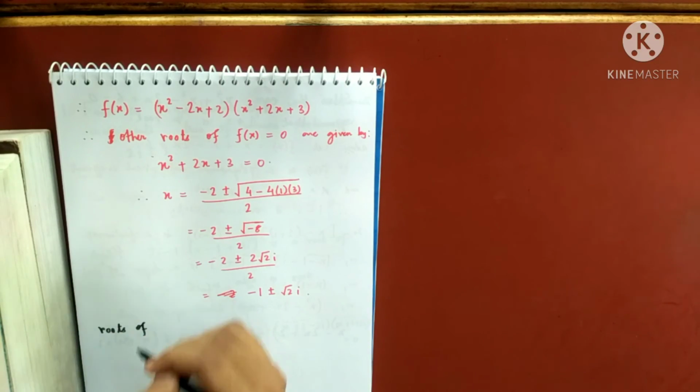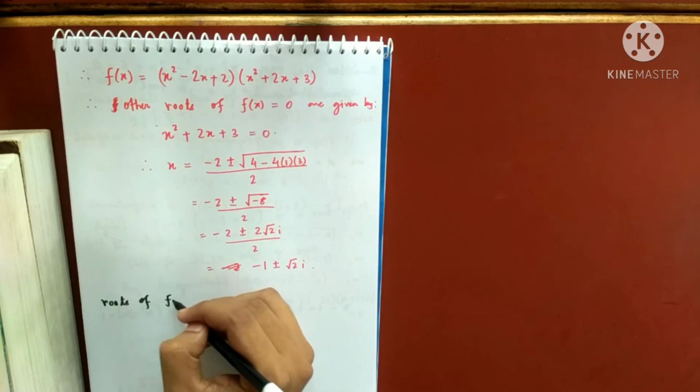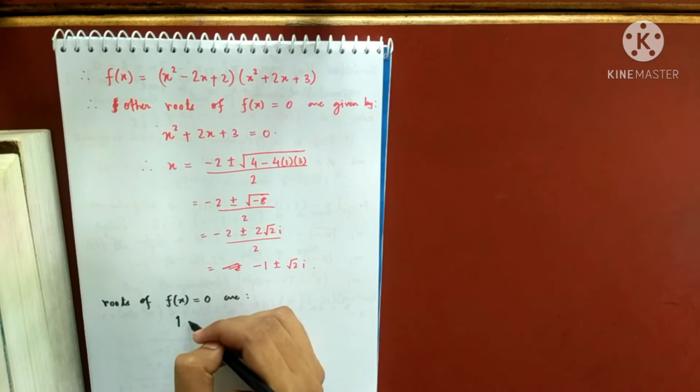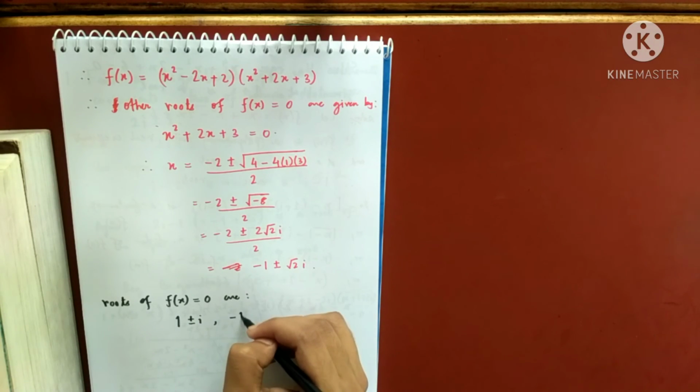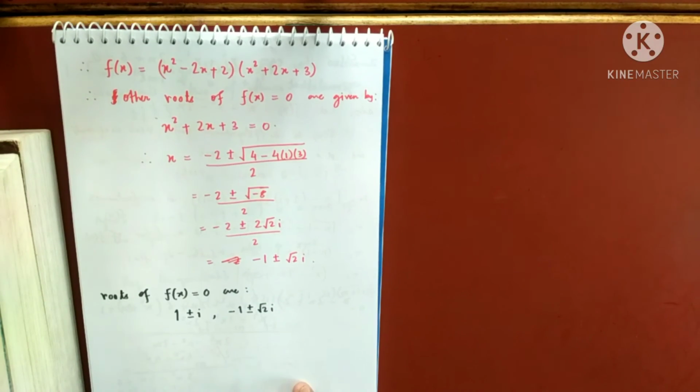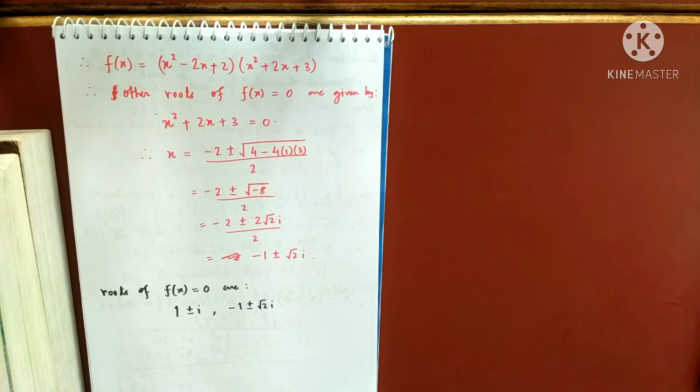So what are the roots of f(x) equals 0? One root was 1 plus minus i, another root was minus 1 plus minus root 2 i. So these are the four roots: 1 plus i, 1 minus i, minus 1 plus root 2 i, minus 1 minus root 2 i. So these are the four roots of my given biquadratic equation. So that's all for today. In the next class, I will discuss some more questions from this theorem. Okay, that's all. Thank you.